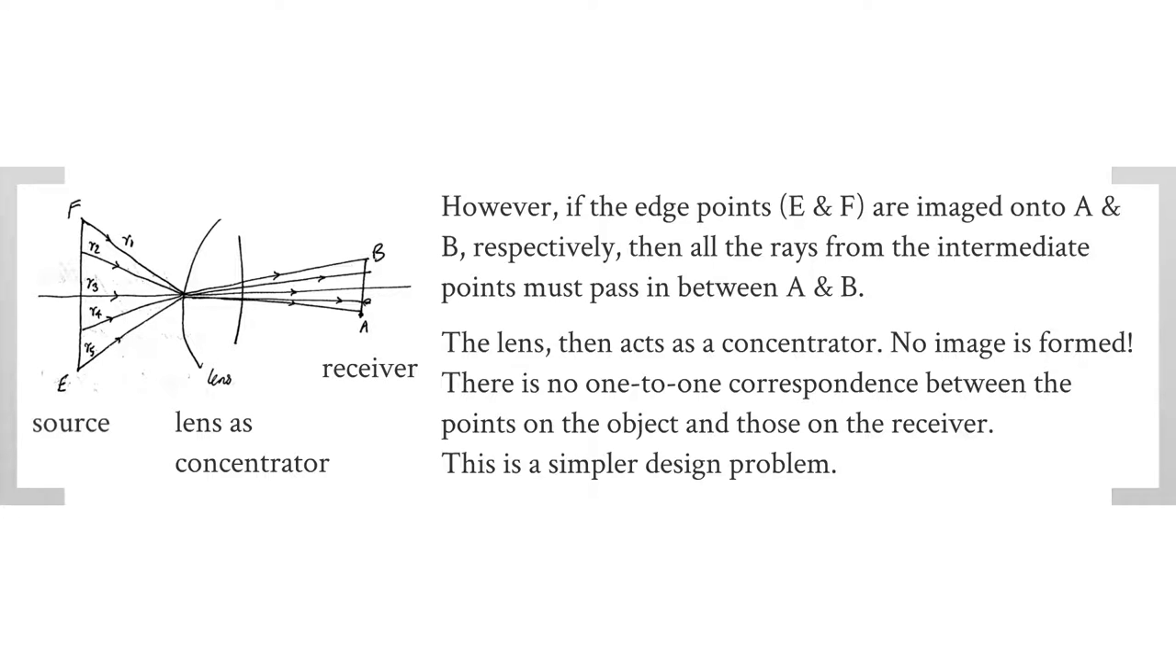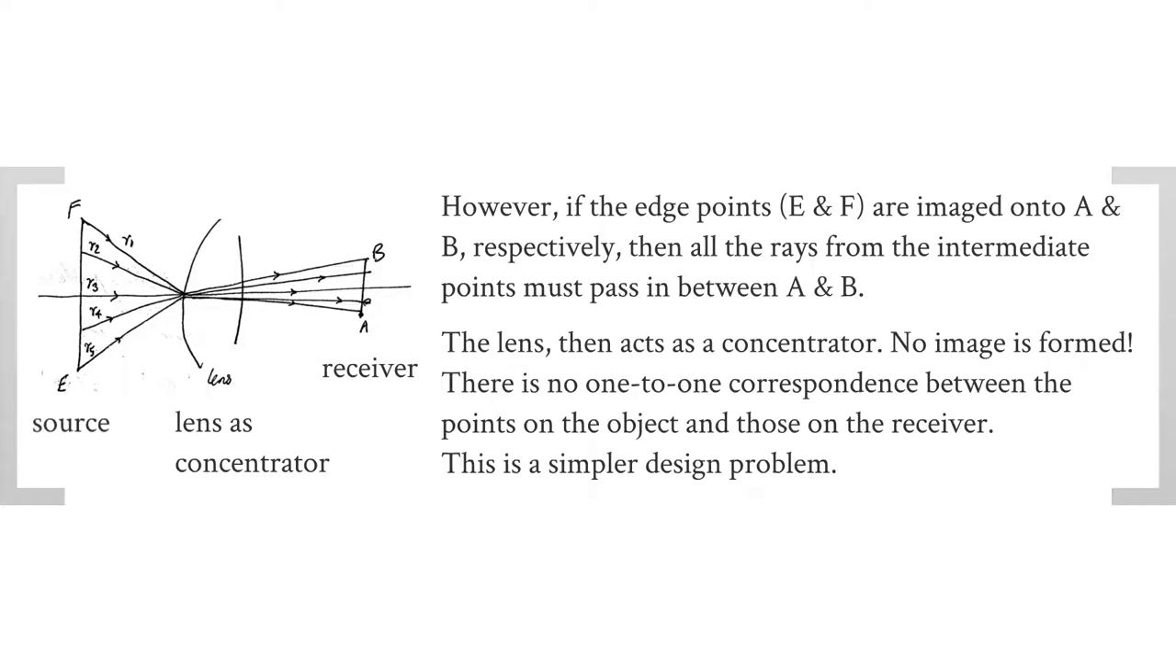What helps us is this very simple fact: if we take edge points of the source, in this case E and F, and their image, and we ensure that those surfaces, so remember what I said here, to image two points, E and P prime, I can do it perfectly with two surfaces. Now if I ensure that the two points I choose are the two edge points of my source, let's say the sun, then I can do that, right? I can make another image here that is theoretically ideal. I can get all the rays to go to Q prime.